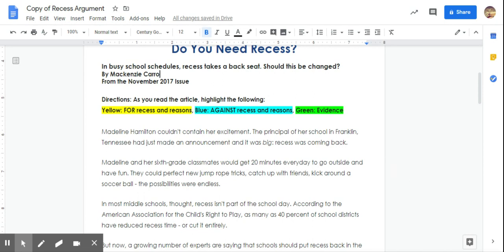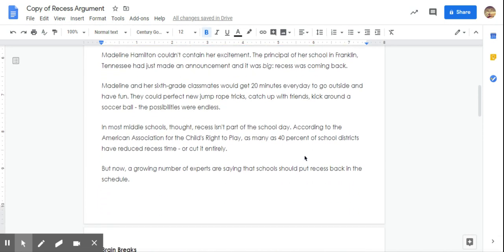So it says Madeline Hamilton couldn't contain her excitement. The principal of her school in Franklin, Tennessee had just made an announcement, and it was big. Recess was coming back. Madeline and her sixth grade classmates would get 20 minutes every day to go outside and have fun. They could perfect new jump rope tricks, catch up with friends, kick around a soccer ball. The possibilities were endless. In most middle schools, though, recess isn't part of the school day. According to the American Association for the Child's Right to Play, as many as 40% of school districts have reduced recess time or cut it entirely. But now a growing number of experts are saying that schools should put recess back in the schedule.